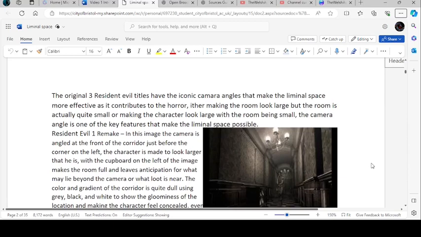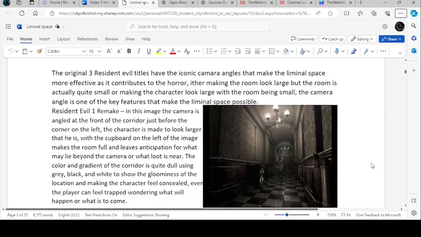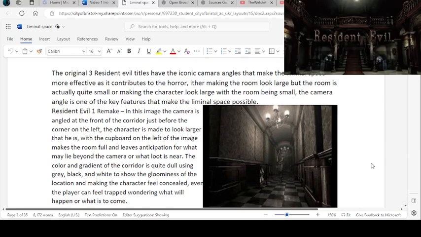The original 3 Resident Evil titles have the iconic camera angles that make the liminal space more effective as it contributes to the horror, either making the room look large but the room is actually quite small, or making the character look large with the room being small. The camera angle is one of the key features that make the liminal space possible.